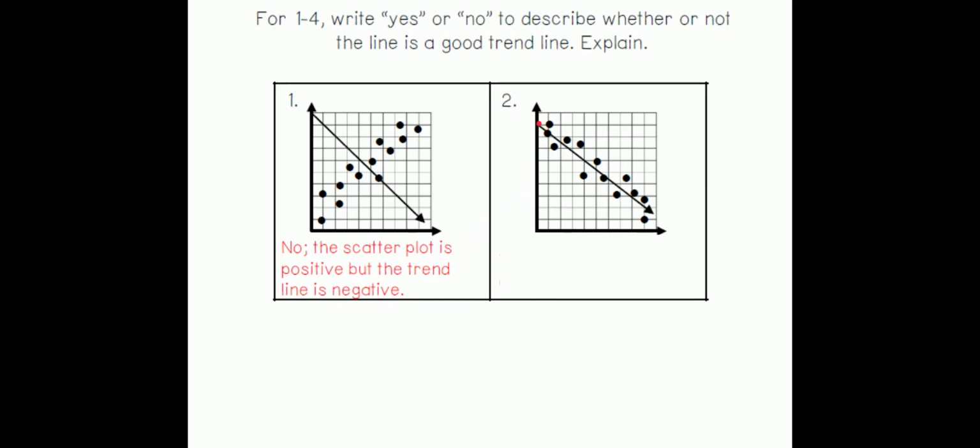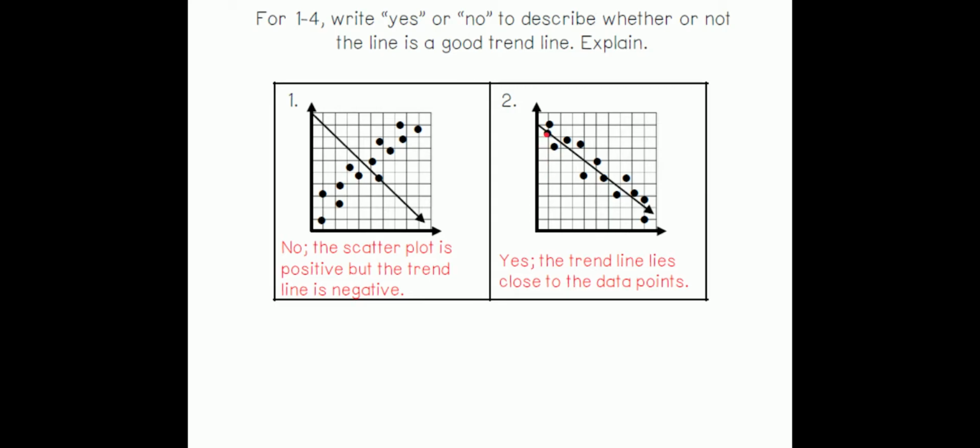Number 2, we have our trend line going down the middle. It looks pretty good. I'd say yes, the trend line lies close to the data points. Now, when you see a good trend line, it should run down through the middle. In some cases, it'll touch many of the points. In some cases, it'll touch a few of the points. In some cases, it may touch none of the points. It just depends on how the data is spread out.